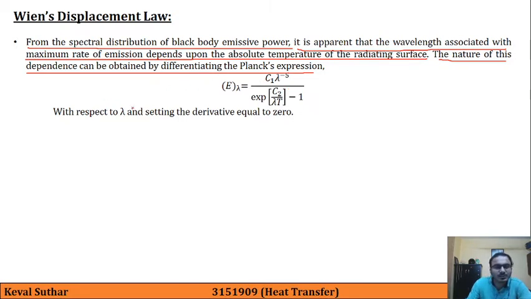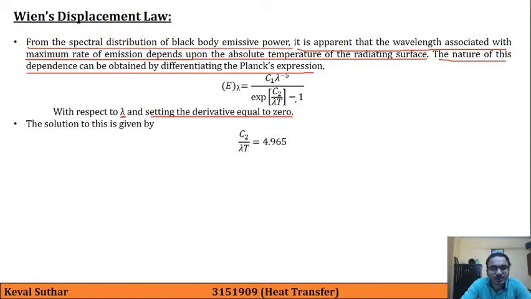There is a correction. We need to differentiate this with respect to lambda, not with respect to temperature, and set this derivative equal to 0. We are not going into the details of the mathematics behind differentiating this with respect to lambda. We will directly go to the result. That is, we will obtain this result: C2 upon lambda T is equal to 4.965.